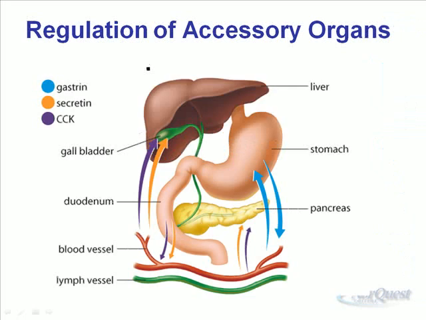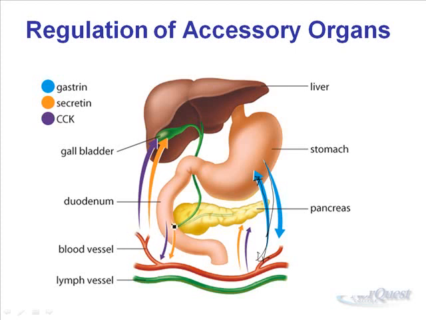Here are our accessory organs in kind of a schematic of how they interact with each other. Each of those three hormones is coded with a color. For example, gastrin leaves our stomach, goes to our circulatory system, and then from our circulatory system triggers other stomach cells to produce the acid and the pepsinogen.